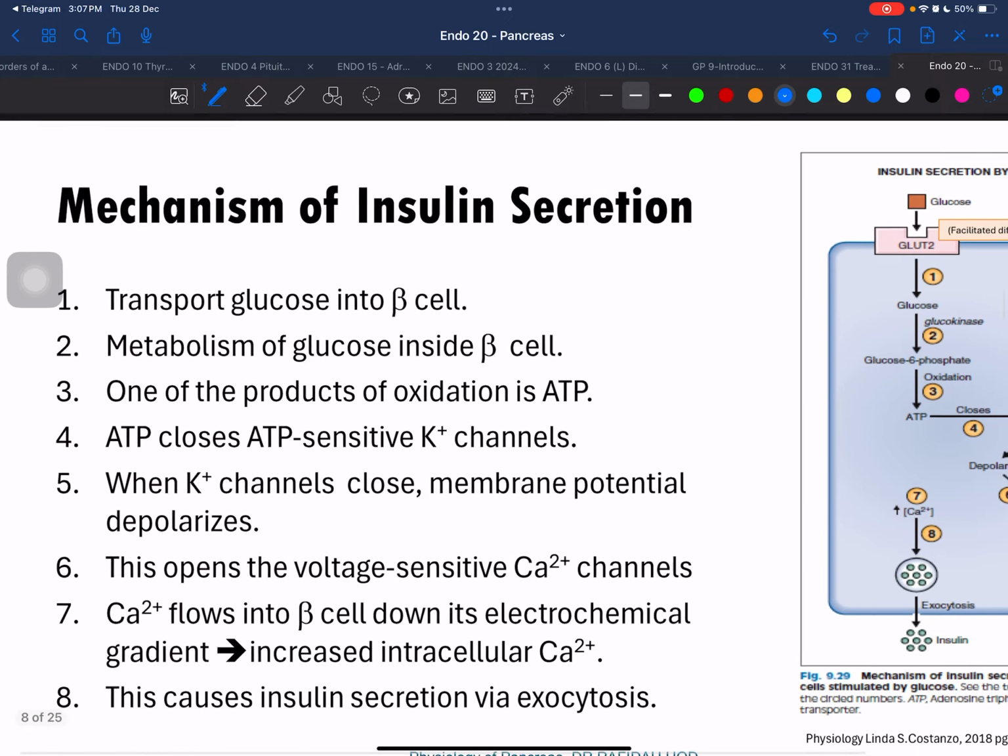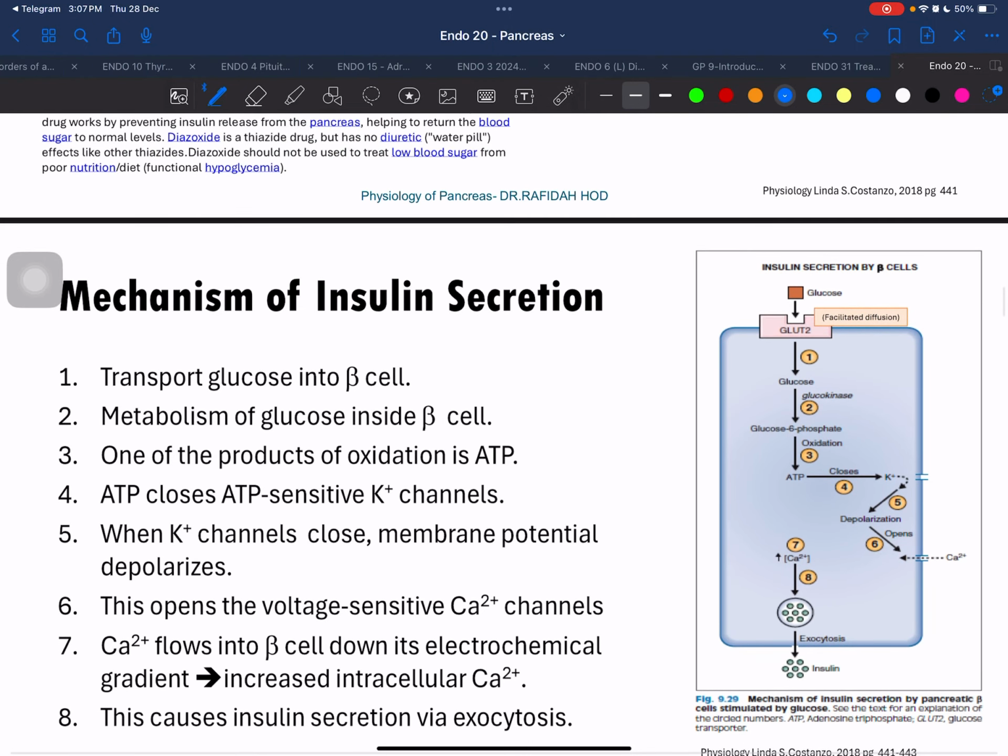Okay, so kita cakap when there is high glucose, you have your insulin being secreted. So this is what we're going to look at here. So what happens?